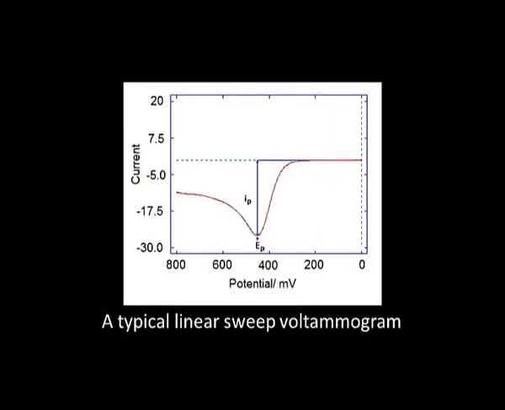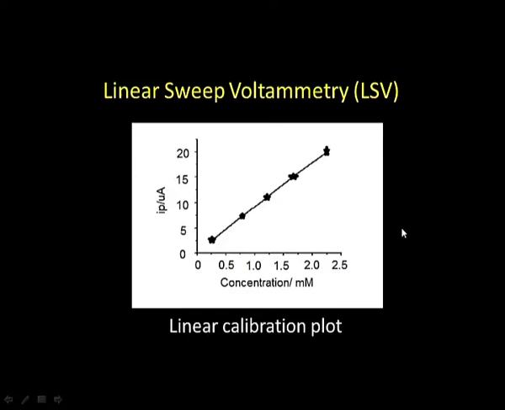This curve we have seen earlier also. This is a typical linear sweep voltammogram which is giving you a peak. In linear sweep voltammetry, as per the Randles-Sevcik equation, the peak current is directly proportional to the concentration, and therefore, if we plot peak current for different concentrations of the solution, we get a linear curve which is known as a calibration plot, and this is the basis for qualitative and quantitative determination of molecules by using voltammetry.